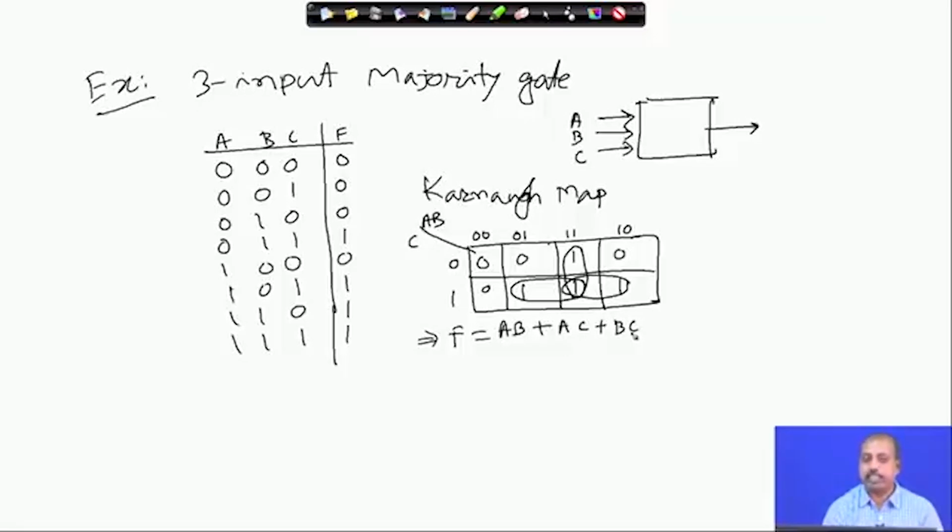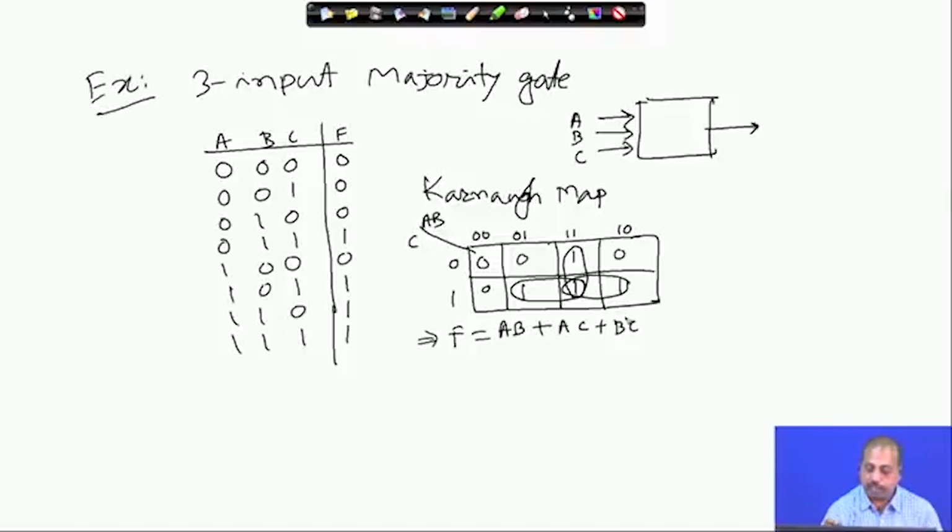Looking at the expression, you can immediately find out that this is correct, because our objective is to find the majority of the inputs to be 1, and only then the output will be 1. Here A and B both are 1, so naturally that is the majority output, and A and C both are 1, and here B and C both are 1. So, the majority function has been represented properly.